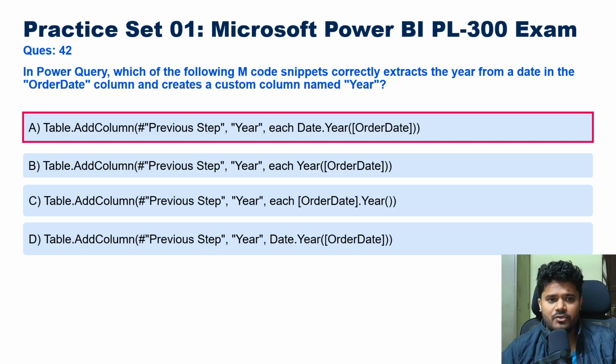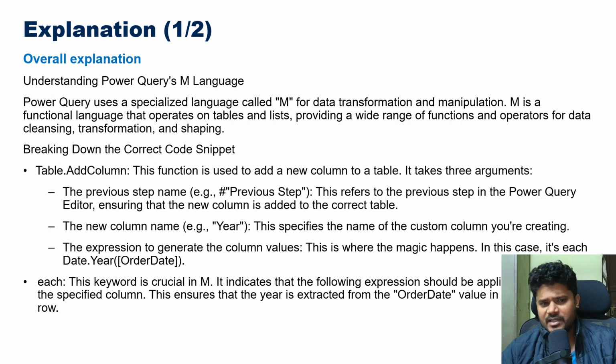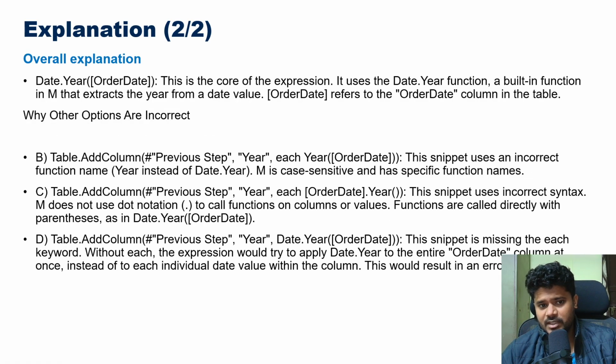So now let's look at the overall explanation. Basically, this slide covers the Table.AddColumn function, what this does in Power Query M language, and what is the function of each keyword. Basically, "each" is crucial in M. It indicates that the following expression should be applied to each row in the specified column, and also it ensures that the year is extracted from the order date value in each individual row. So that is the first part of the explanation. The next slide talks about why other options are incorrect, and you can go through this slide, pause this video here, and boost your understanding on this topic. So yeah, that covers today's topic.